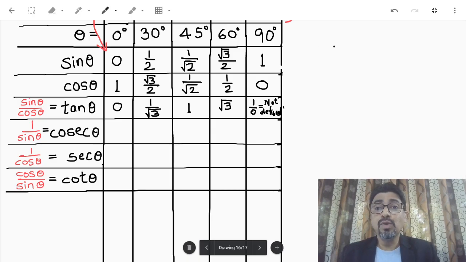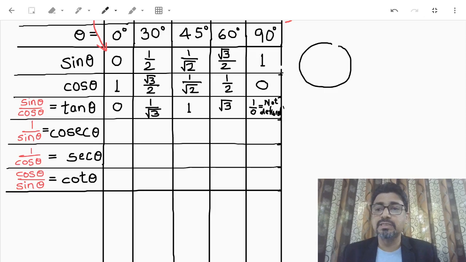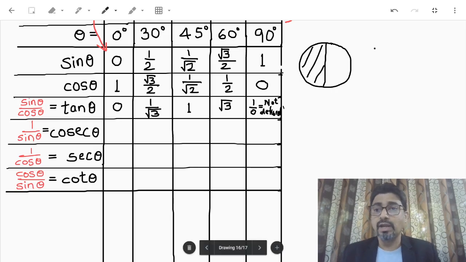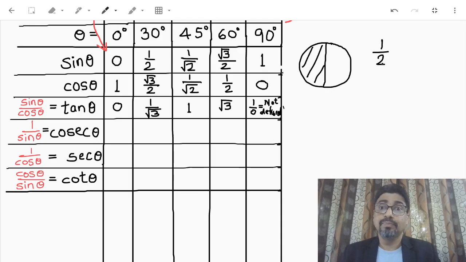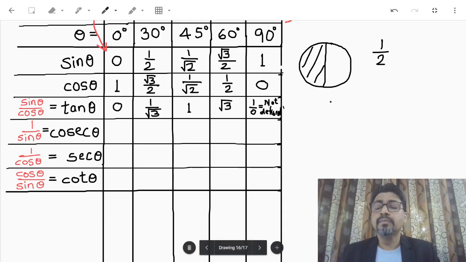Now students, we know that when we studied about fractions, we studied with the help of some circles. Like a circle is divided in, let's say, two equal parts, and we select one part out of it. So how do we write? We selected one part out of two parts. That will be 1 upon 2.